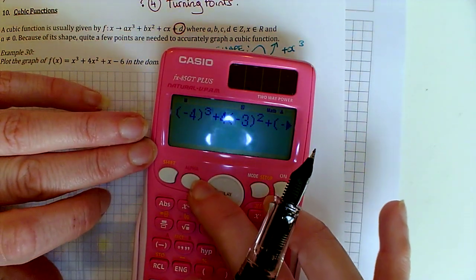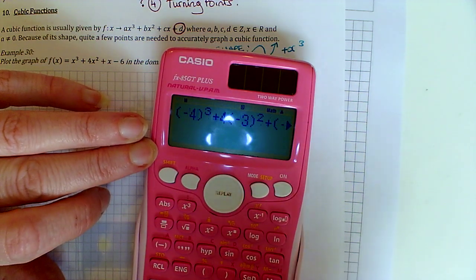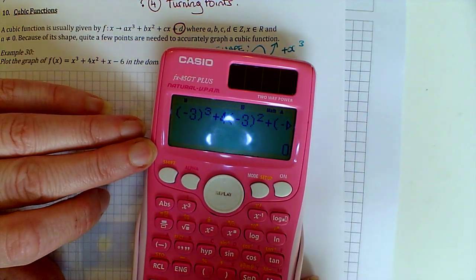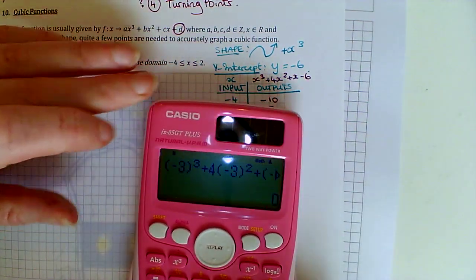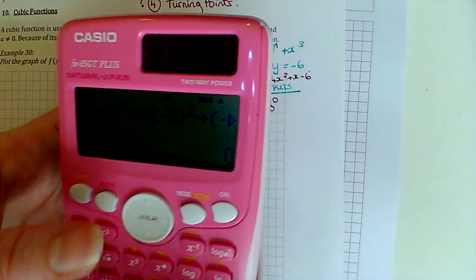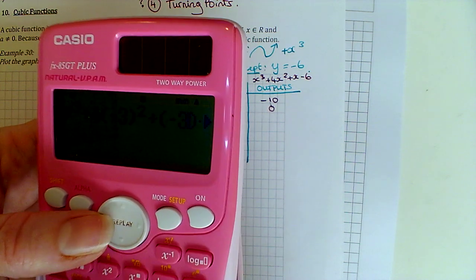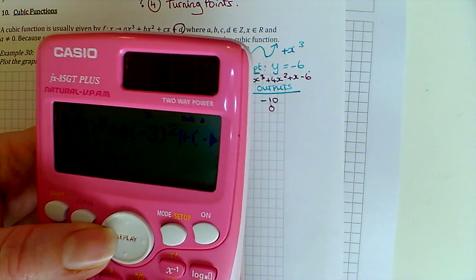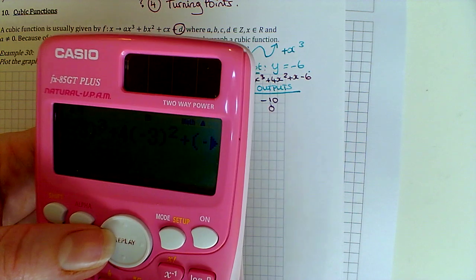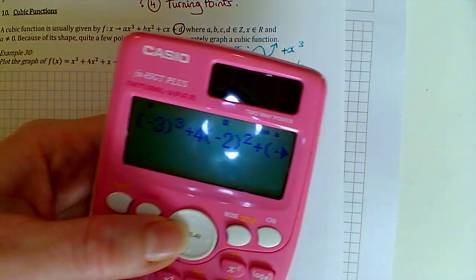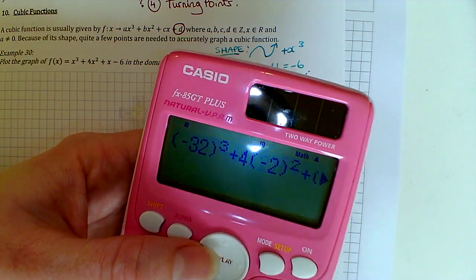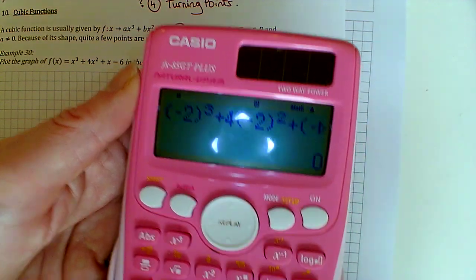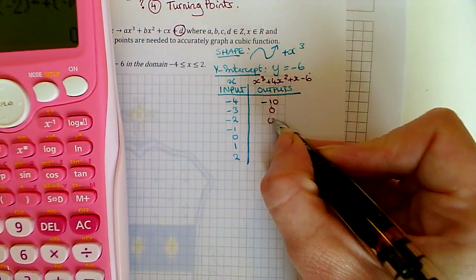Minus 3s and a minus 3 here, and I get 0. So that's going to be a root. It's going to be a place where it'll cross the x-axis. Come back again, and I'm using my negative 2s. Negative 2, and we get 0. So we have a second root.